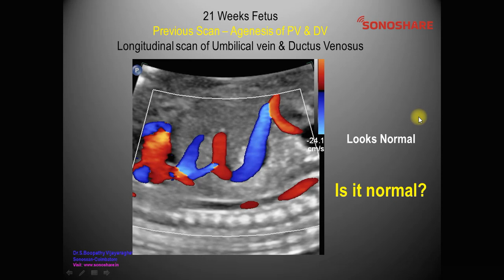Hi, this is the next in the series of image to diagnosis fetal medicine. This is a 21 weeks fetus. The previous scan has been reported as agenesis of portal vein and ductus venosus and referred for second opinion. And this is the longitudinal scan of the umbilical vein ductus venosus, zoomed up image. It looks apparently normal, but is it normal?